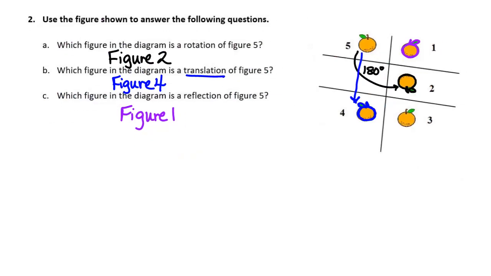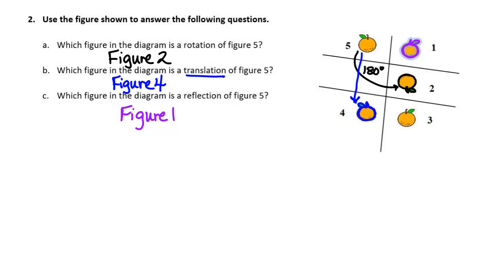I don't have a good way of reflecting with my program. Well, let's look at that. With figure 1, we took figure 5 and we flipped it over that vertical line. Is there one single line that I could flip it over and get it all the way down to where 3 is? No.